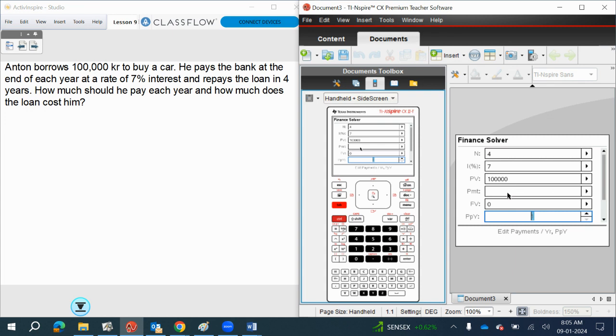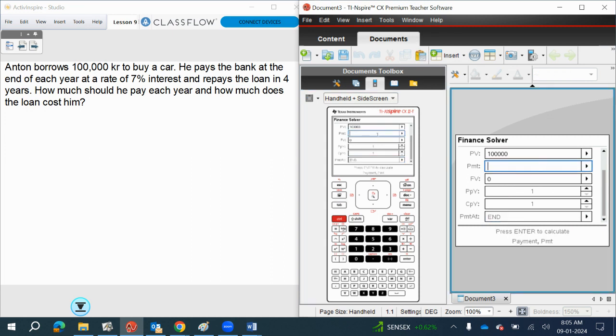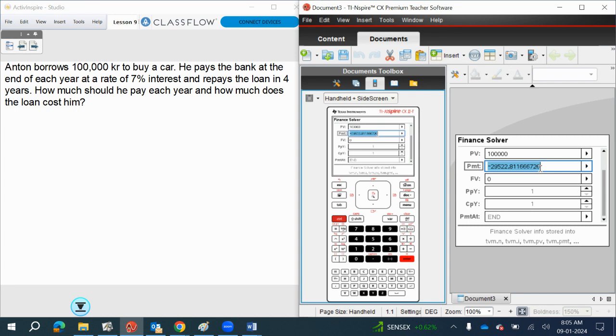So how many payments per year? 1. How many compounding periods per year? 1. Beginning or end of the year? End. So that should be enough. Press enter here on that, and we get our value.